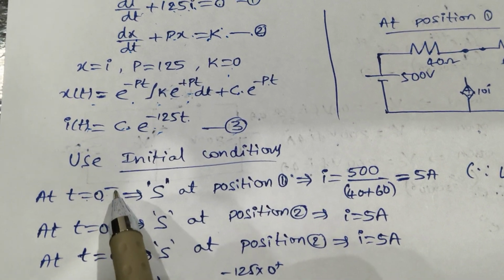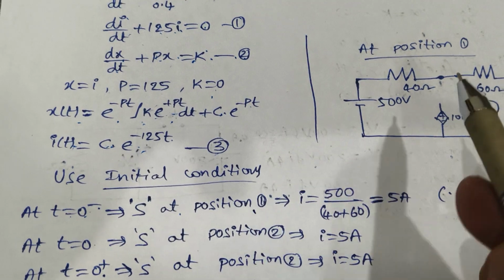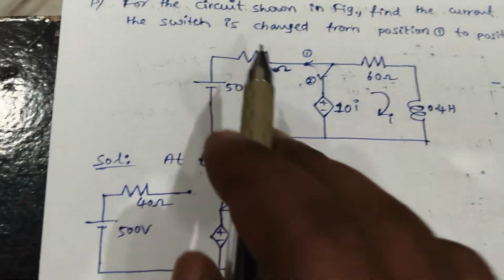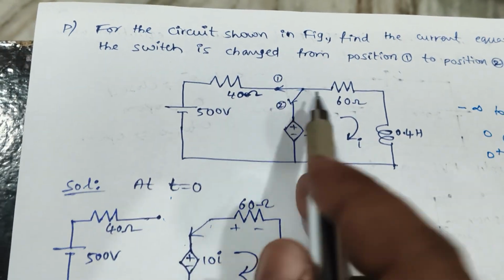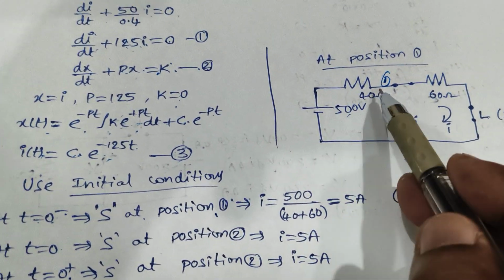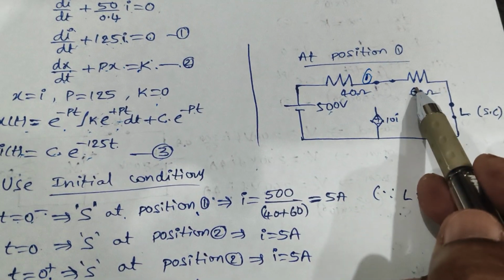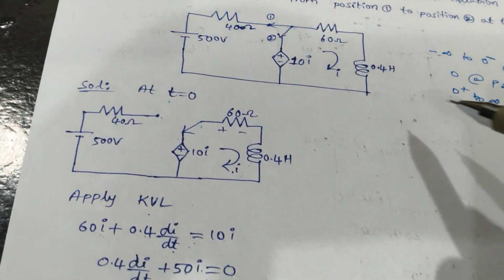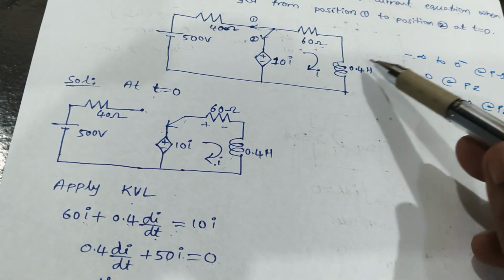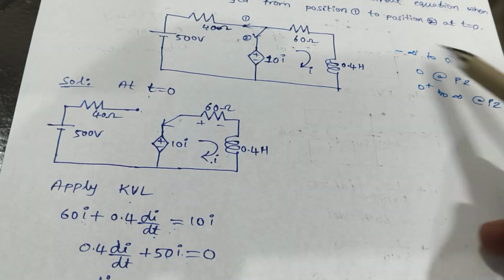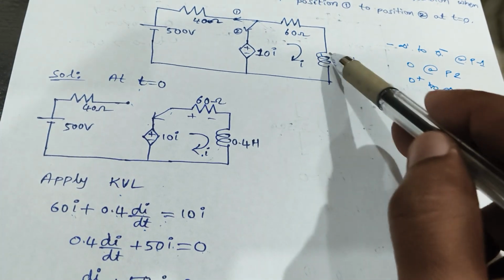At t equal to 0 minus, what is the switch position? Switch position is at 1. This is your switch position, right? Earlier, t equal to 0 minus means here, the switch is at position 1. When the switch is at position 1, this is the circuit diagram: 500 volts is connected through the 40 ohms and 60 ohms. But in steady state, the inductor that is there will get short circuited. Steady state means minus infinity to 0 minus. For a longer time it is in position 1, that's why the inductor will get short circuited.